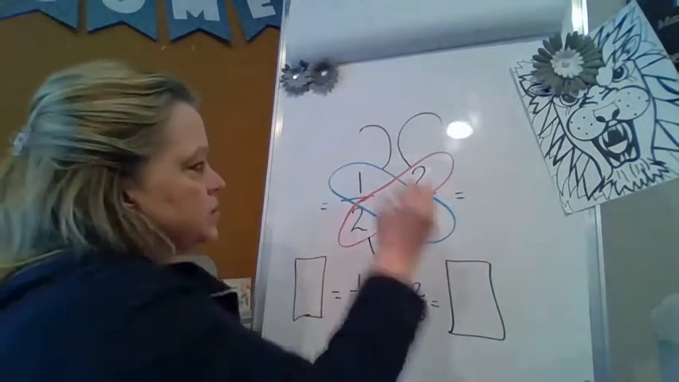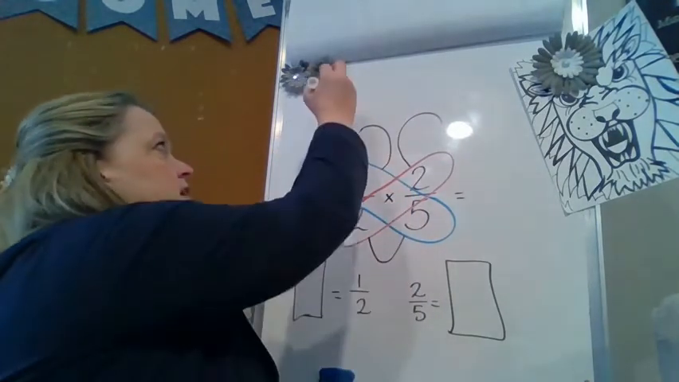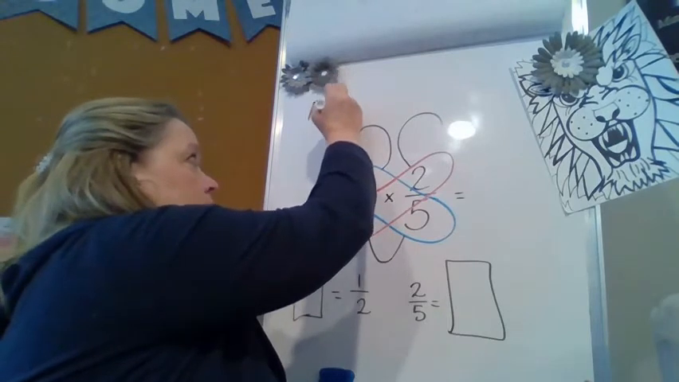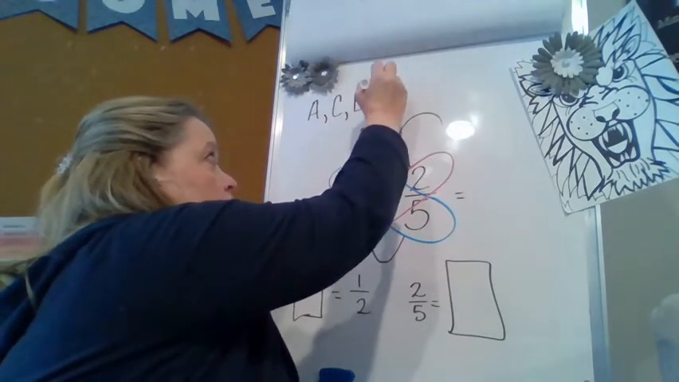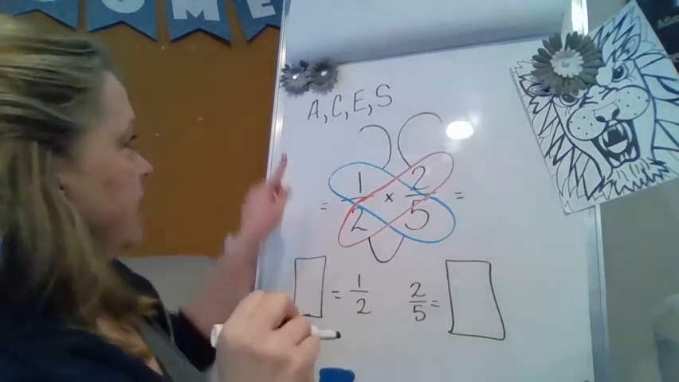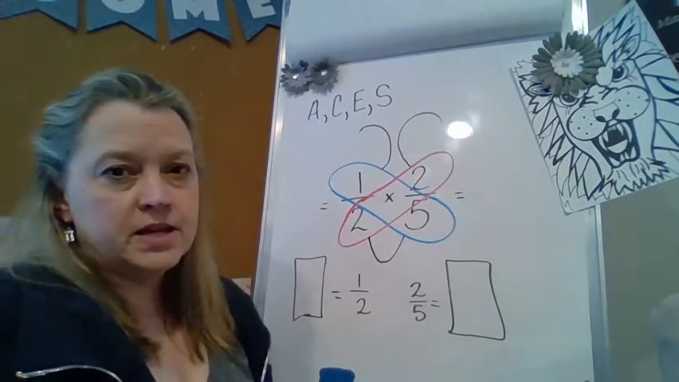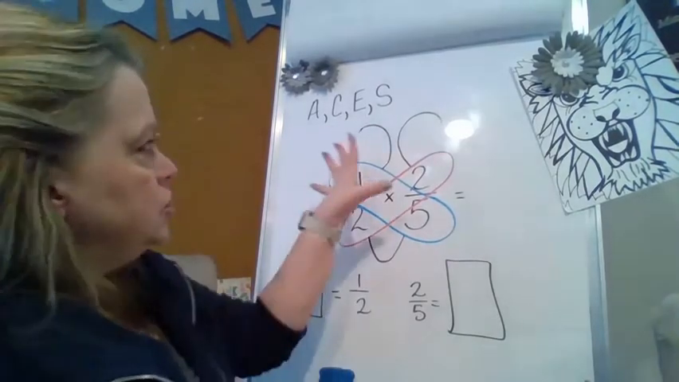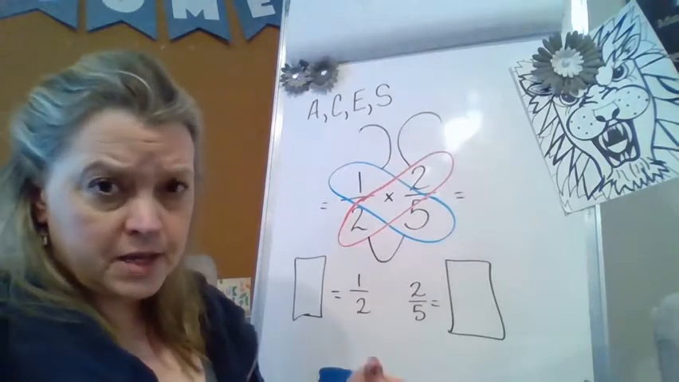So when we're doing the butterfly method, we always know that if we want to add, compare, find equivalent fractions, or subtract, we can use the butterfly method. Add, compare, equivalent, subtract. Those are the types of equations we can solve using the butterfly method. We cannot do division, we cannot do multiplication.